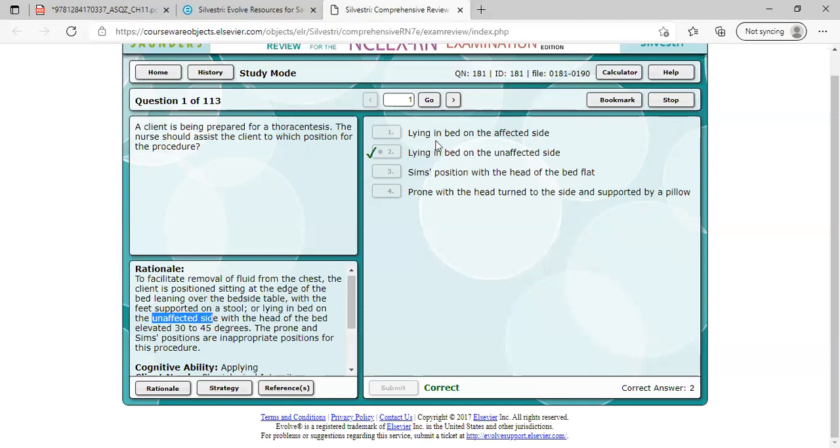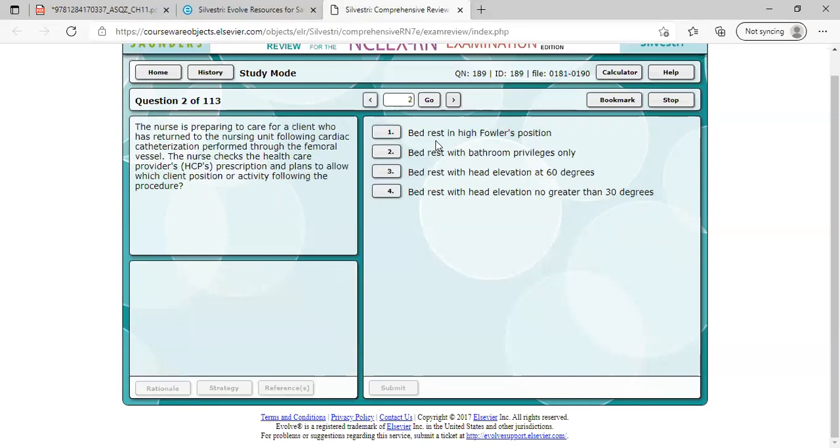What is next? Here, the next question will go. The nurse is preparing to care for a client who has returned to the nursing unit following a cardiac catheterization performed through the femoral vessel.